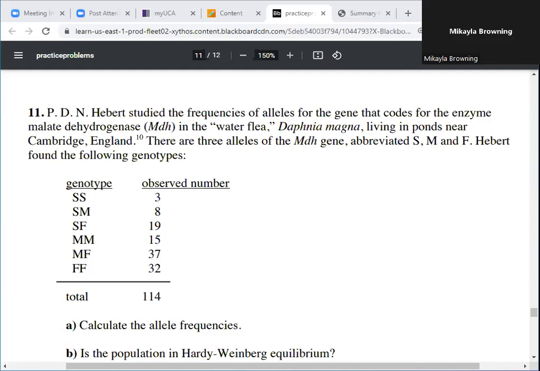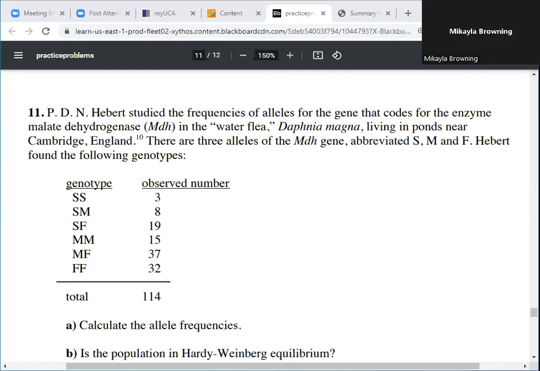Anyway, there are 3 alleles of this gene, and they're abbreviated S, M, and F. By the way, that's short for slow, medium, and fast. They're called that because we're detecting these alleles with electrophoresis, and slow, medium, and fast refers to the rate at which bands migrate through the gel. The S band takes the longest to move away from the well, so it's closest to the well, and the F moves the farthest from the well.